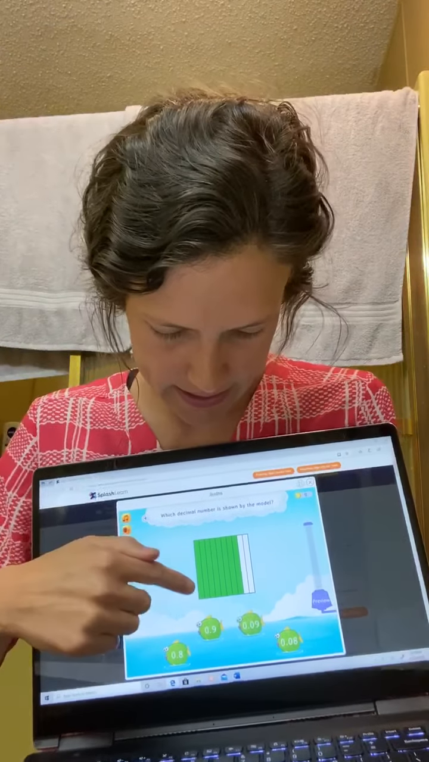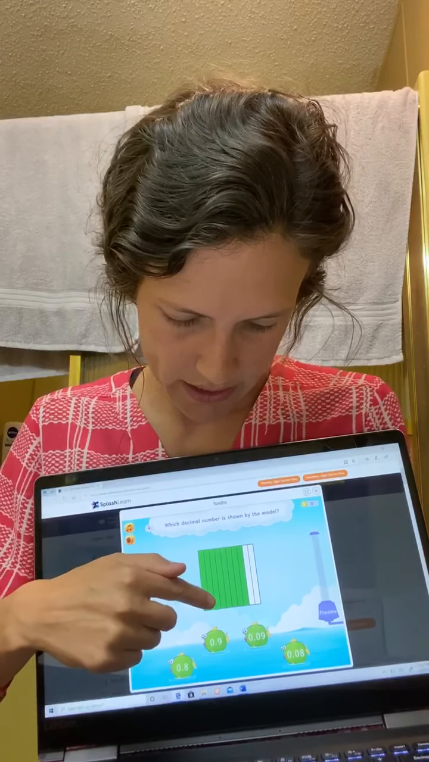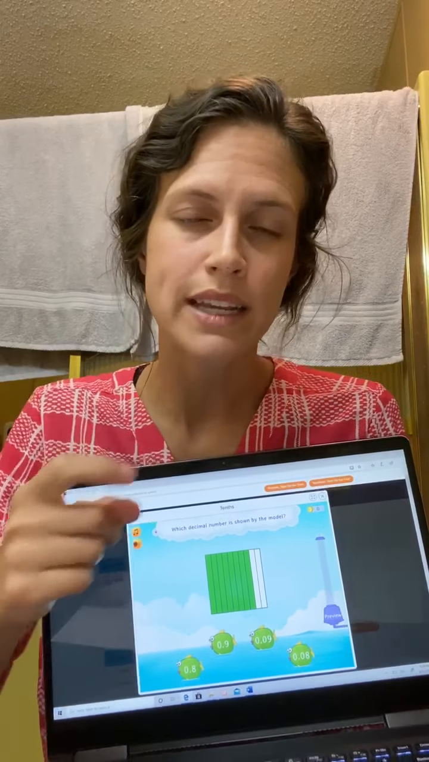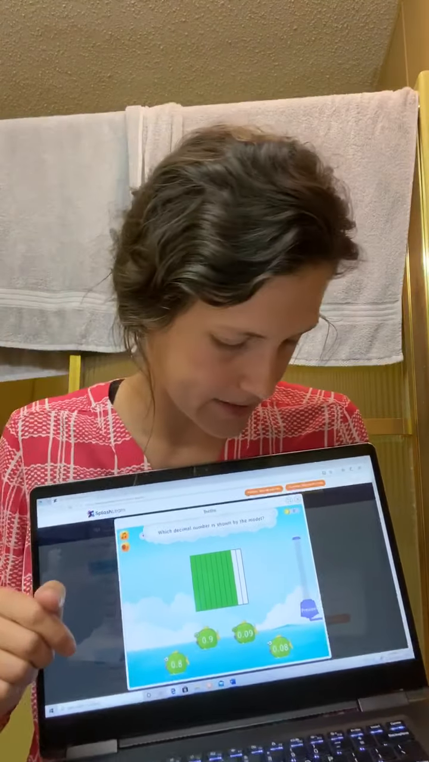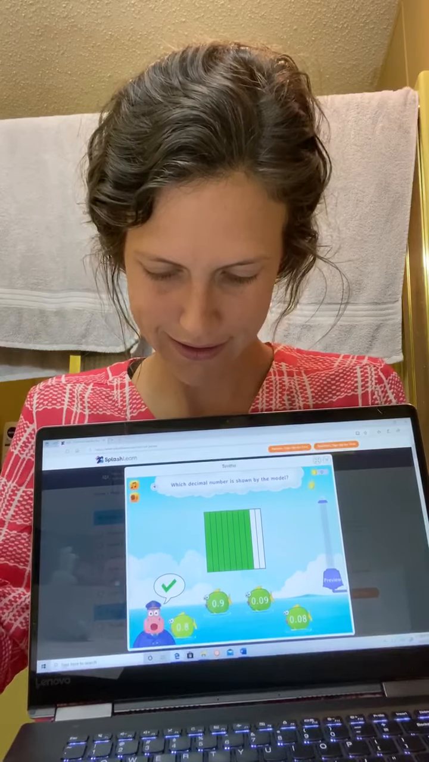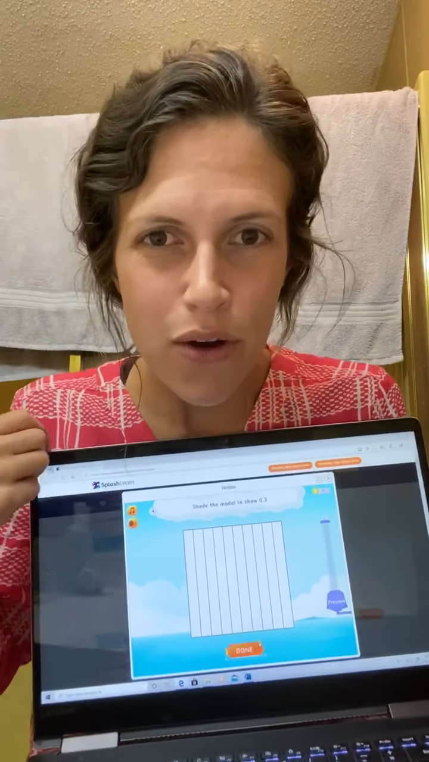So in this case, let's count together. 1, 2, 3, 4, 5, 6, 7, 8, okay? 8 out of 10 lines are shaded, so we know that that's 8 tenths. So do you see down here 8 tenths? Right. Good job. Okay, now we're going to give you some time to do the rest on your own, all right?